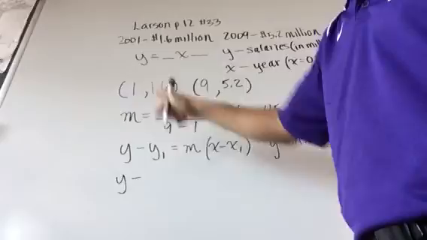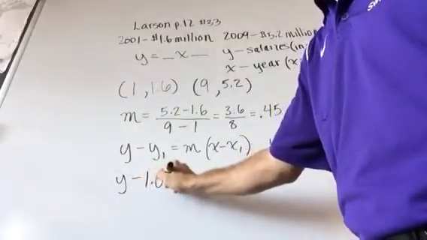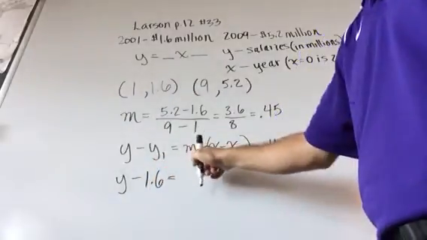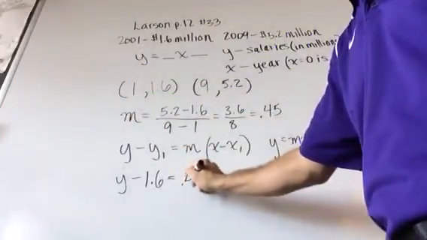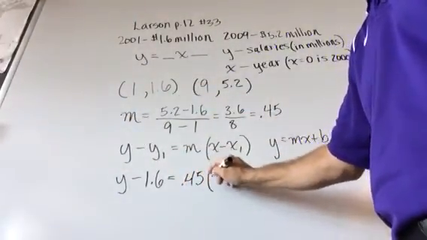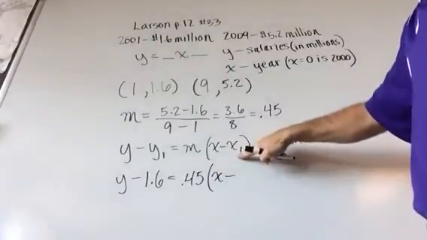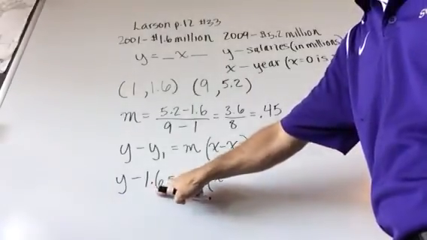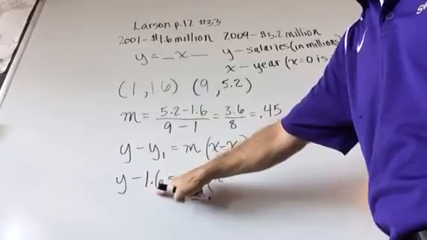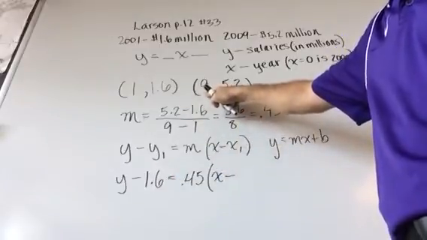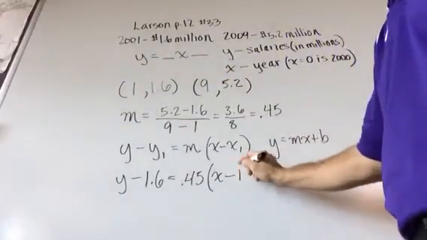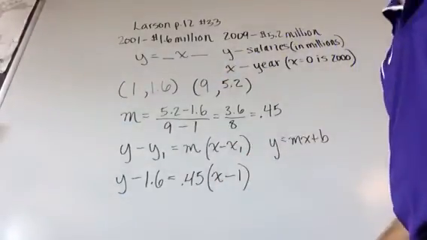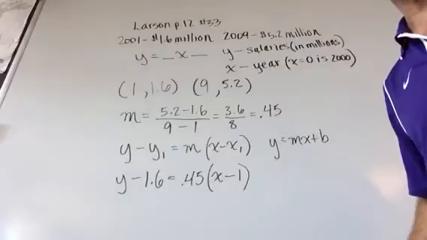So I'm going to go y minus, I can choose either one of these points. Let's say I go 1.6, I'll take that y value, is equal to m, which is the slope we found here, 0.45, times x minus x1. It has to be the x value that goes with this y value, right? So I could not mistakenly take 9 and have this come out correctly. So I need the 1 here. And there, that's an equation of y in terms of x.